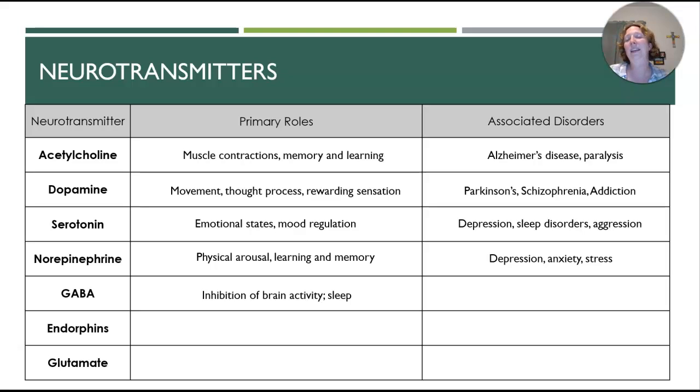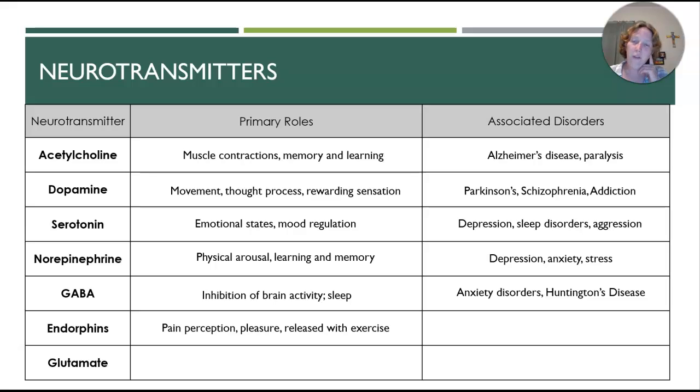GABA is an inhibiting, remember inhibitory signals, remember that from before? It's an inhibiting neurotransmitter, and it will slow down the sending of messages or stop them, and contributes to your sense of relaxation, calm, and especially sleep. Not having enough or having too much contributes to anxiety disorders and Huntington's disease.